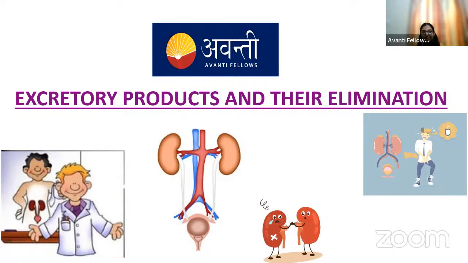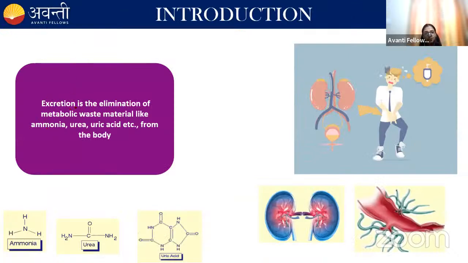Today we are going to discuss excretory products and their elimination. As you all know, excretion is the elimination of metabolic waste like ammonia, urea and uric acid from the body. And the mechanism of the removal of these nitrogenous wastes is known as excretion.